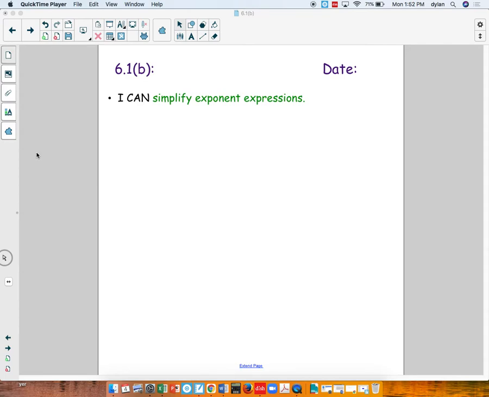Hey guys, welcome to our video for 6.1b. Today we're going to look more at simplifying exponent expressions. So I'd like you to take a moment to pause the video and set up your note sheet with the section, the date, and the I can statement, and then resume your video as soon as you're ready.